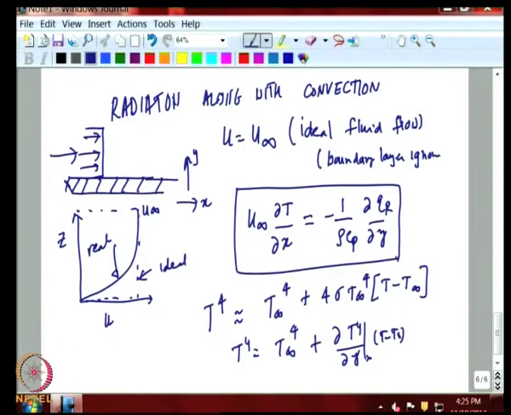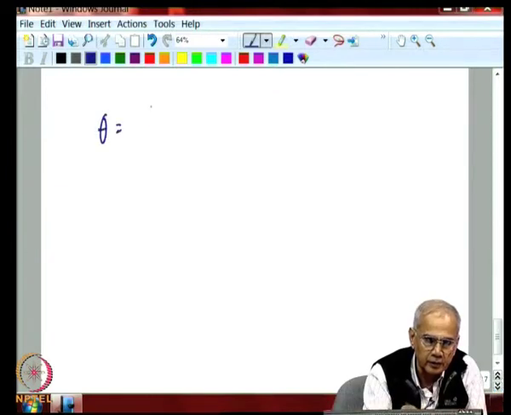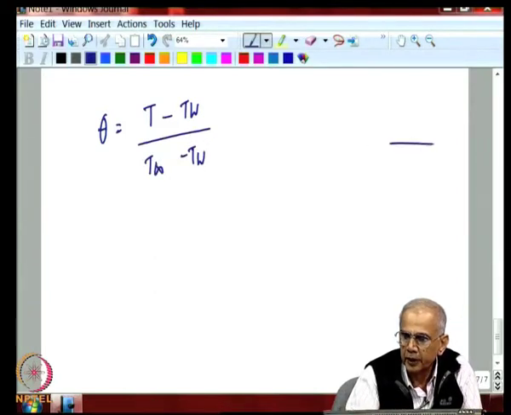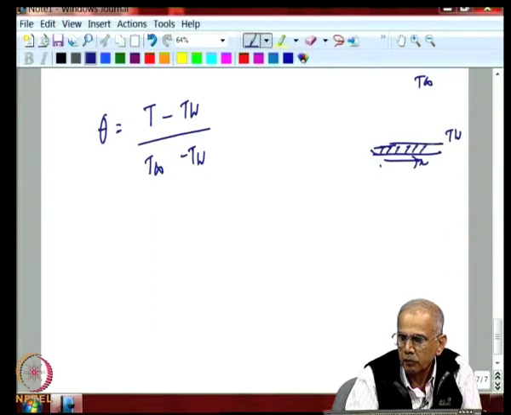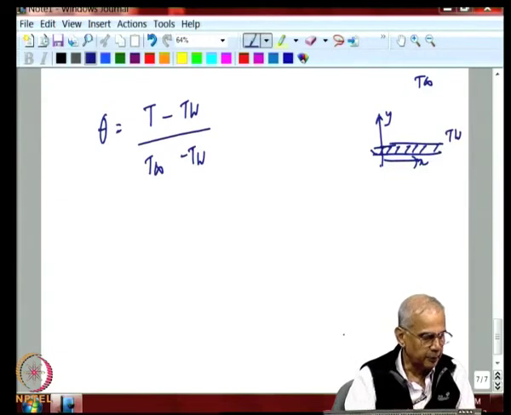So, once you linearize the equation, and then of course, we again want to non-dimensionalize to make life easy in terms of the wall temperature and the temperature at infinity. So, you have the plate, you have temperature infinity, temperature of the wall, this is our x coordinate and this is our y coordinate. And that is a non-dimensional temperature.